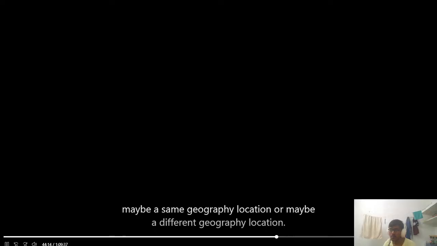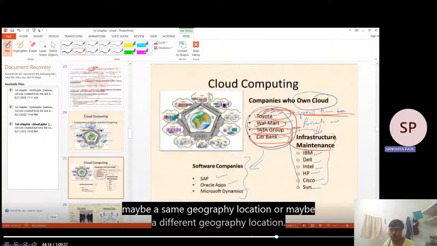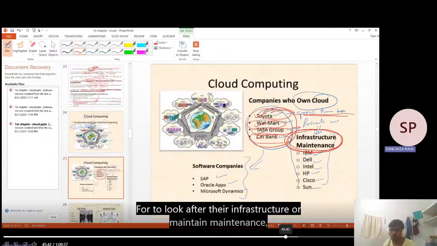Okay, so next is basically Toyota, Walmart, Tata Group, and Citibank. They have their own cloud, and their main motive is to grow their business, because Toyota is an automobile company, Walmart is a retailing company, Tata Group is a manufacturing company, and Citibank is a banking company. They have their own cloud, so they do not manage their hardware, software and middleware. For that they pay IBM, Dell, Intel, HP, Cisco, Sun, Salesforce to look after and maintain their infrastructure.